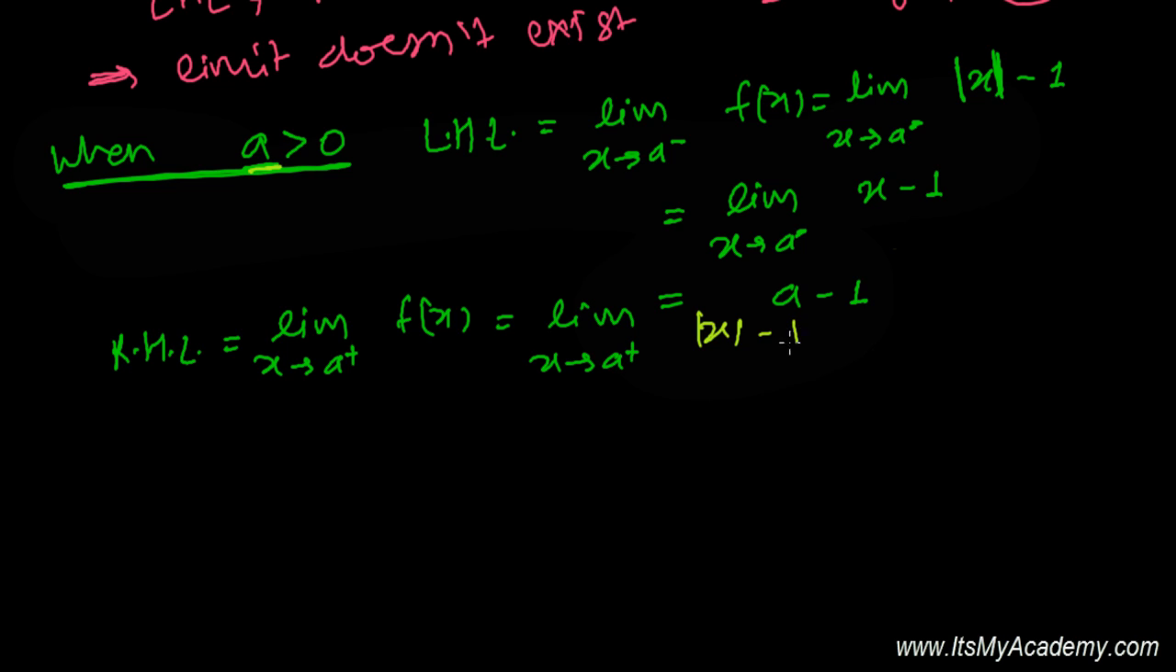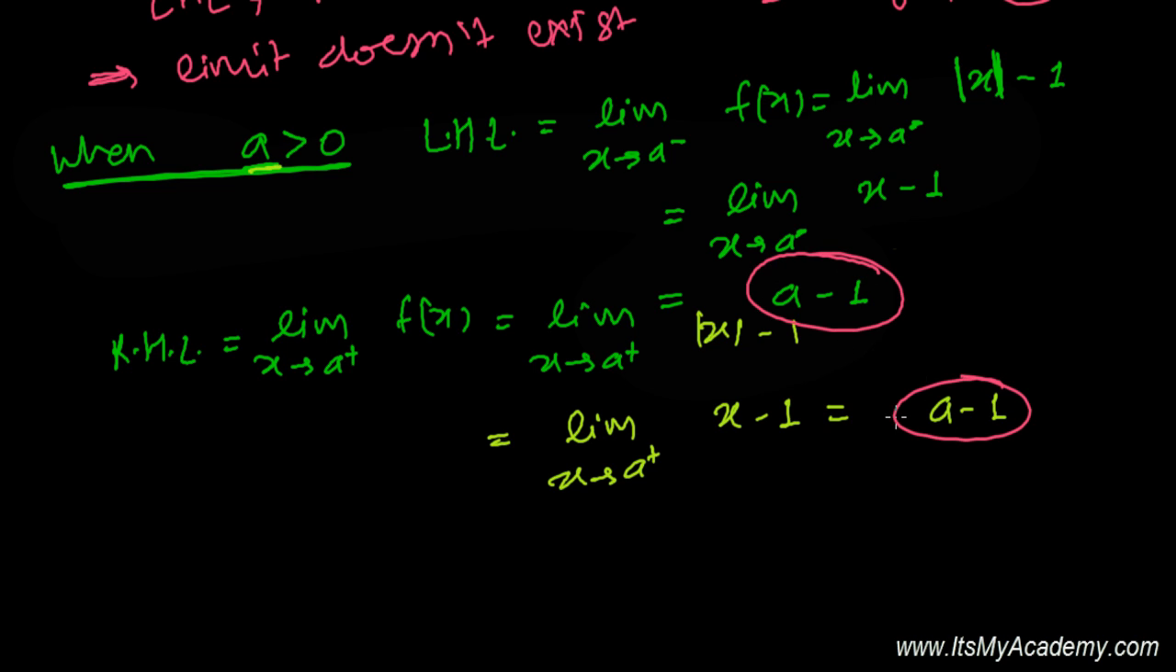Root x minus 1, limit x tends to a plus. Now see, x is a positive number here, because x is approaching a, which is itself greater than 0, it means a positive number. So if it is a positive number inside the absolute value, the same number will come outside, x minus 1. Now we can plug in the value of x, that is a minus 1. Wonderful, because the left-hand limit is also a minus 1 and the right-hand limit is also a minus 1.